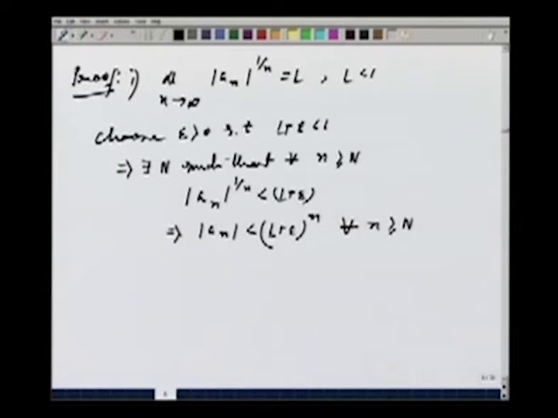Now notice that L plus epsilon is strictly less than 1. So (L plus epsilon) to the power n, if I look at the sum, that gives me a geometric series which converges, and modulus of a_n is less than that. By comparison test then summation a_n converges. In fact, a_n converges absolutely.